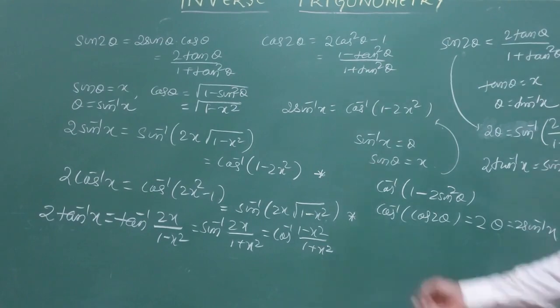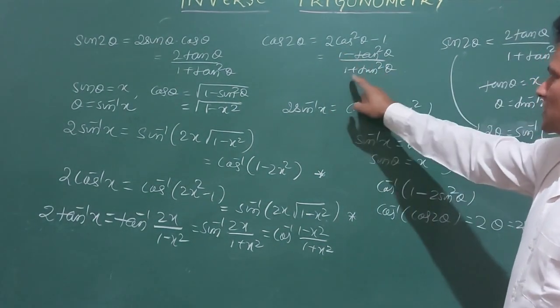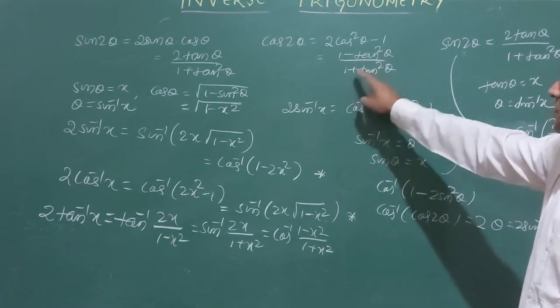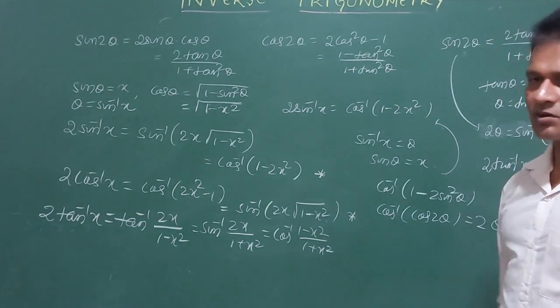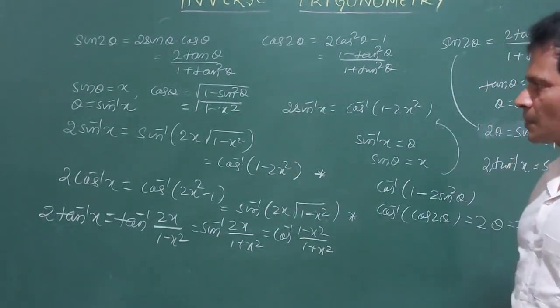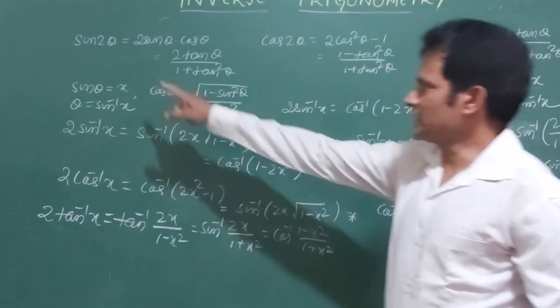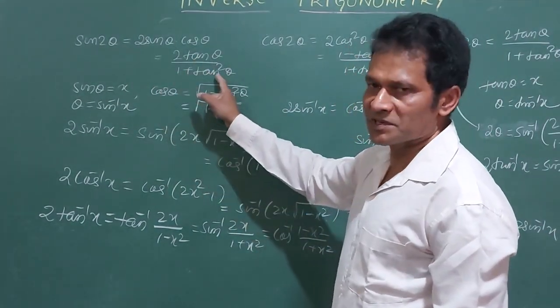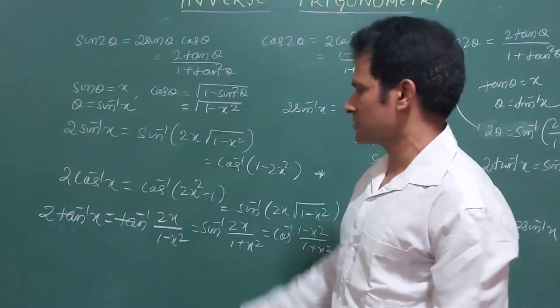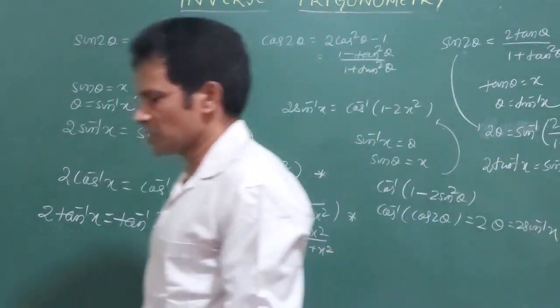If you look at the cos formula, cos 2 theta is 1 minus tan square theta by 1 plus tan square theta, which is 1 minus x square by 1 plus x square. Outside cos inverse because it is derived from cos. Sin 2 theta is 2x by 1 plus x square, derived from sin inverse. Alright, next set of formulas now.